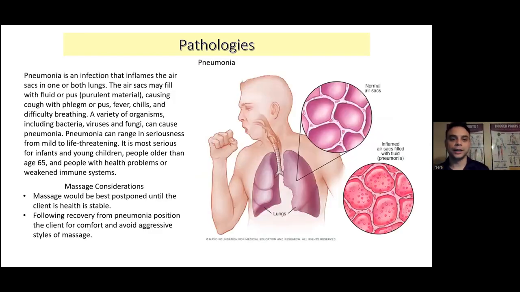So pneumonia. Pneumonia, there's lots of different types of pneumonia as well. Usually they can be caused by viruses. In this case, it even says fungi, bacteria as well. And pneumonia is pretty life-threatening. So if they have pneumonia or they're getting over pneumonia, probably best to really postpone the massage until they are a lot more stable. And then, even afterwards, just be very relaxing with your massage, less vigorous, and again, consider the position for your client.